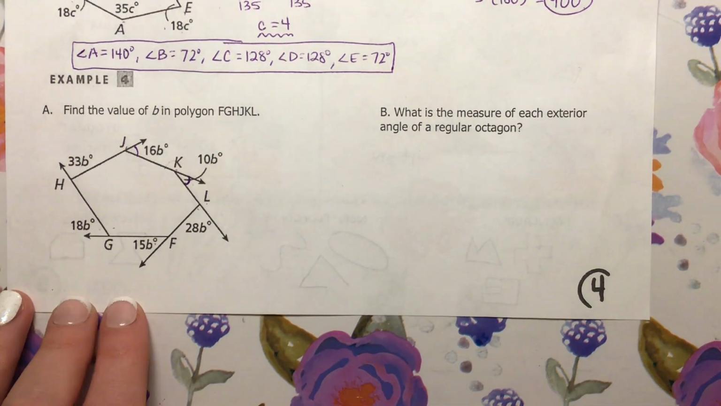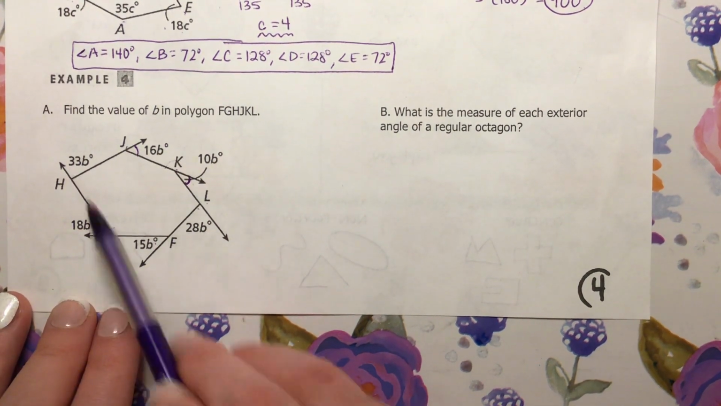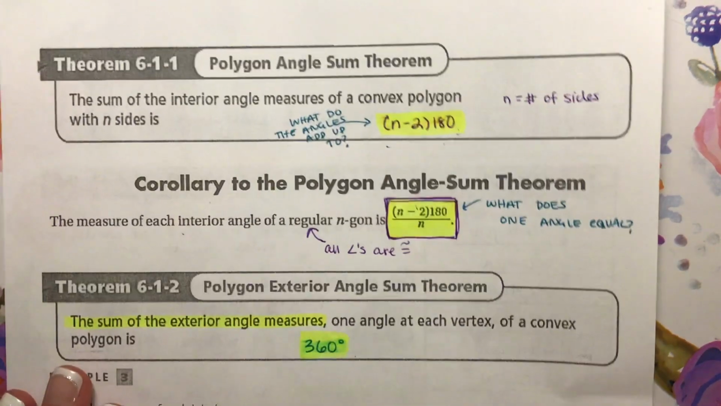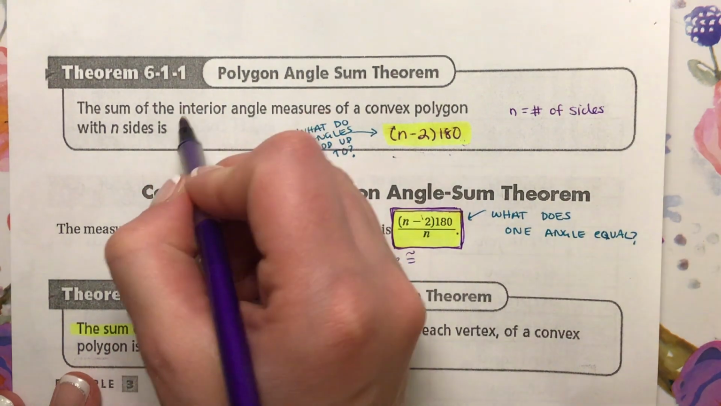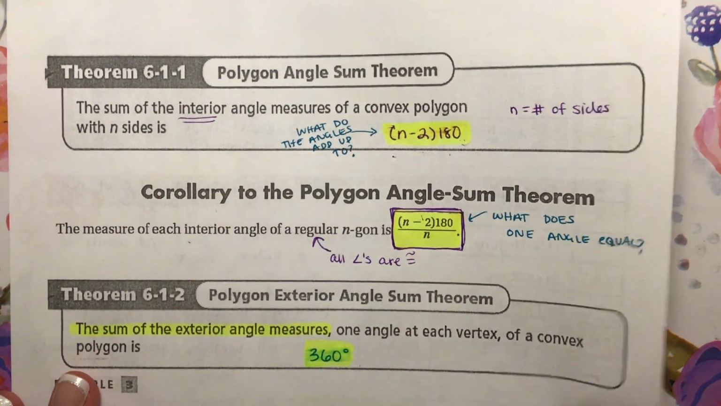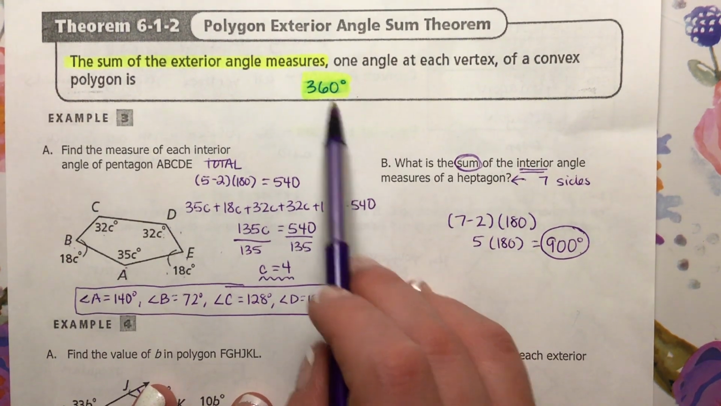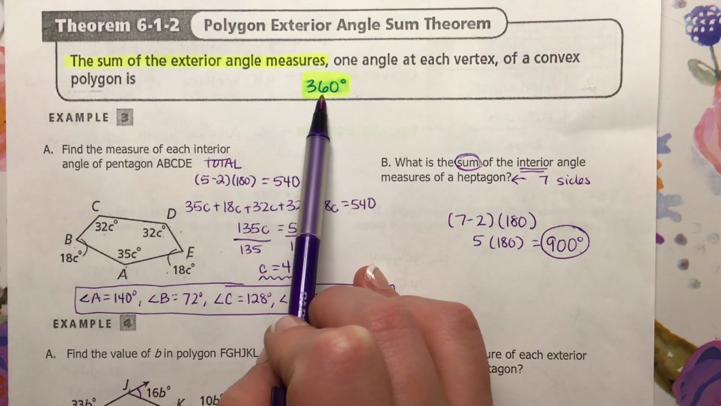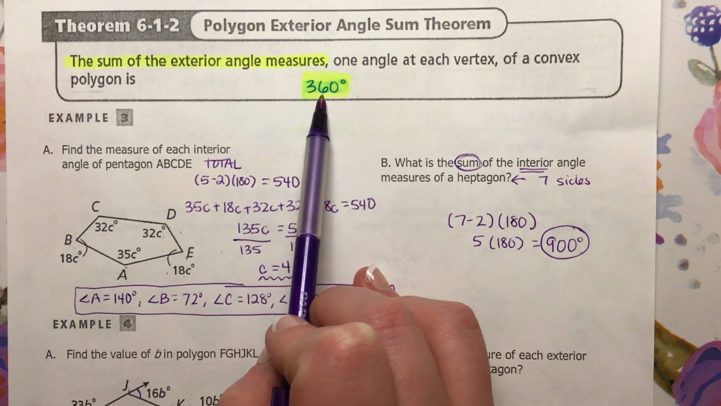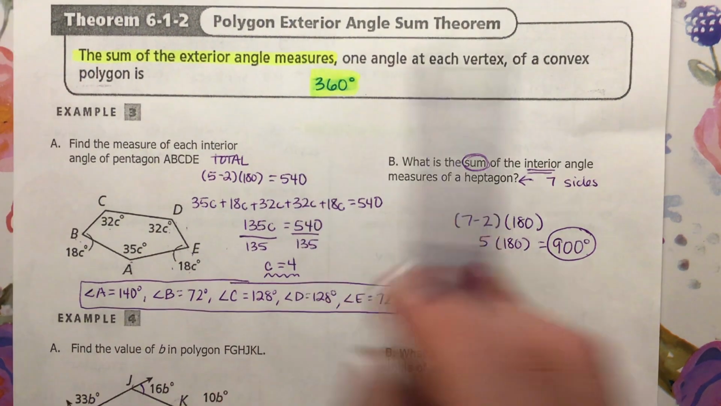Now, I have to be able to distinguish, is this on the outside of the shape or the inside of the shape? All of these are on the outside, so I do not want to use this formula, because this formula tells me about interior angles. Instead, I want to use this property right here that lets me know the exterior angle measures always add up to 360. It doesn't matter if the shape has 3 sides or 20 sides. The outside angles will add to 360.